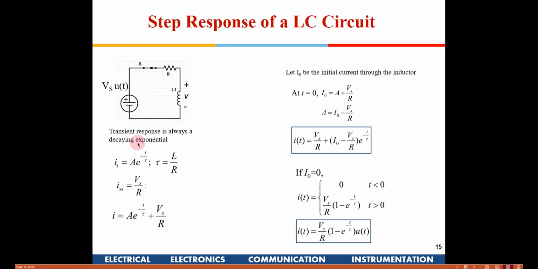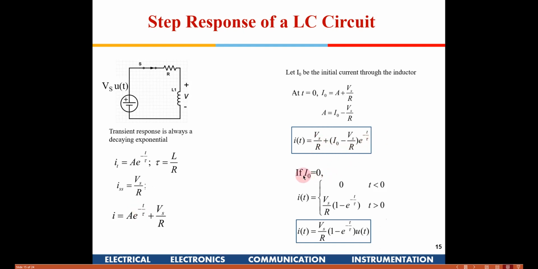Although in this particular circuit the total current is going to increase, the transient current, the switching current, has to die down after some time. That is why we write a negative here. So you need to be careful with that. So you get this equation.